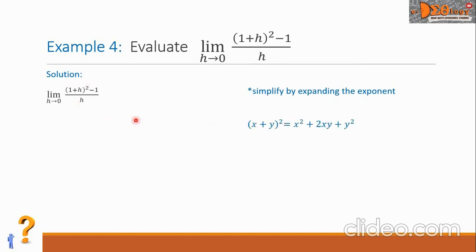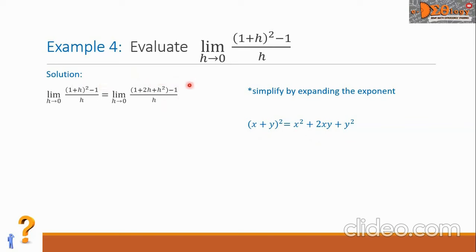So we're going to simplify first this function by expanding that exponent. Please remember that we have this special product formula. We will apply this rule to expand the 1 plus h quantity squared. So we can expand our function here to be 1 plus 2h plus h squared, and then minus 1 we copy here, all over h.